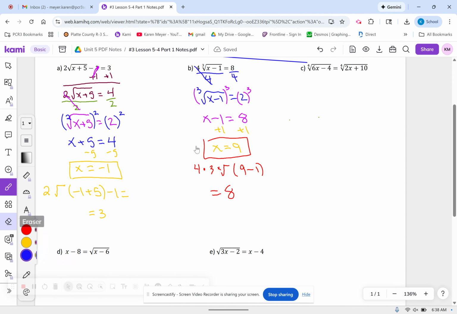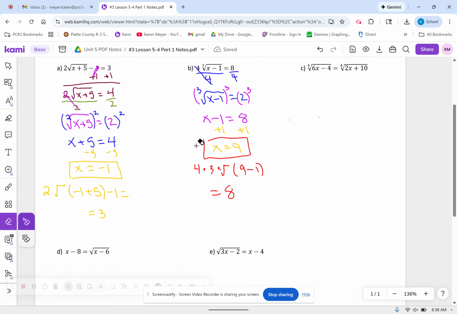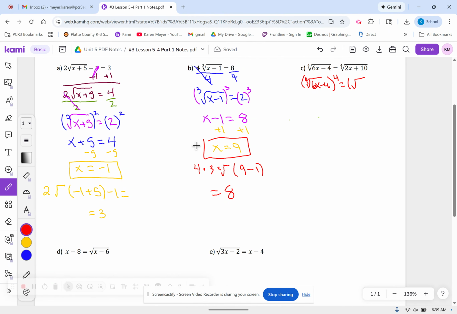Oh, that's a random line there. Sorry, didn't mean to draw that random line. So then we're just going to start by putting a power of 4 on both sides. And then that will just cancel out the fourth root on both sides, so you just get what's underneath.